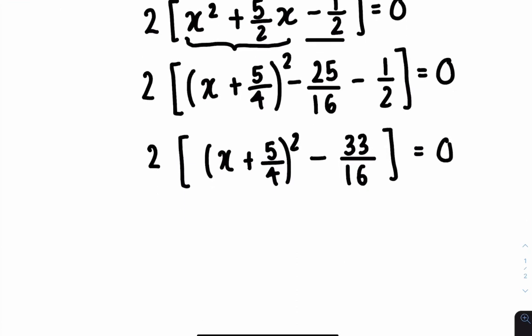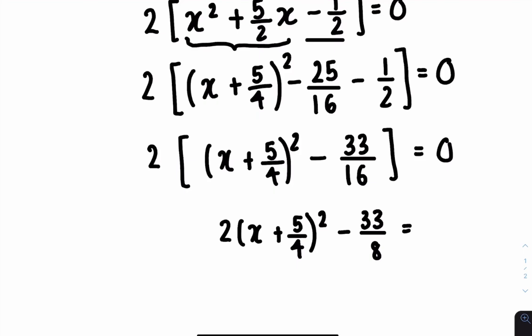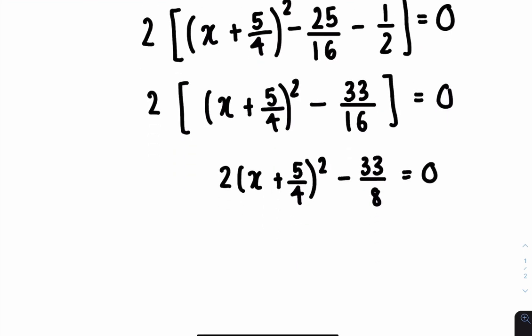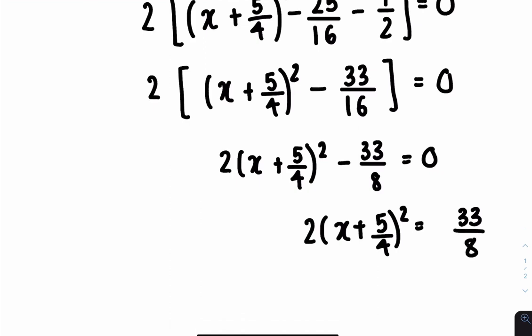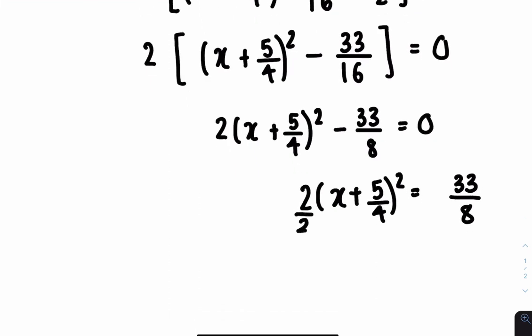And then again, you want to multiply out each term. So you're going to do 2 multiplied by the bracket here and 2 multiplied by this fraction. So I'll be left with 2x plus 5 over 4 all squared minus 33 over 8 equals 0. And now continue to move this term to the other side and solve for x. So now I'll have 2x plus 5 over 4 all squared equals positive 33 over 8. Then I'm going to divide both sides by 2. This just becomes 1. This becomes a 16.